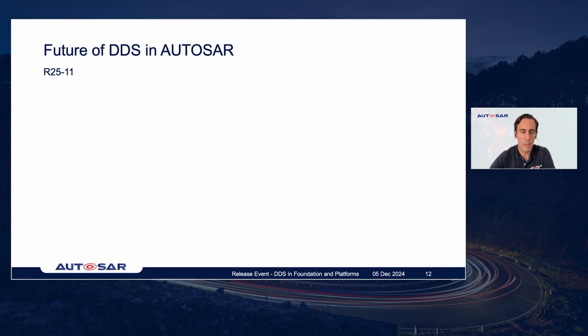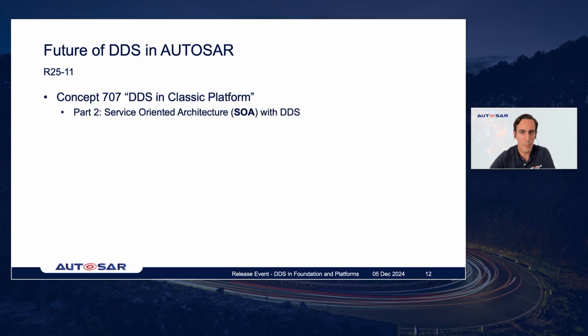So moving along, now it's time to look at the future of DDS in AUTOSAR, and particularly towards release 25.11, which will be next year. In terms of classic platform, the goal is to implement part 2 of the 707 DDS in classic platform concept, that is service-oriented architecture with DDS, or briefly SOA, and of course dynamic discovery of DDS as well, which will be part 4 of concept 707.